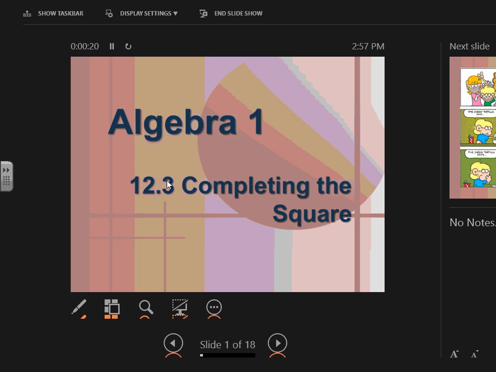Completing the square. Some quadratic equations. What's a quadratic equation? Not an equation that equals 0. An equation that has x to what power? 2. When x is squared, I have a quadratic equation, when it's the highest power.